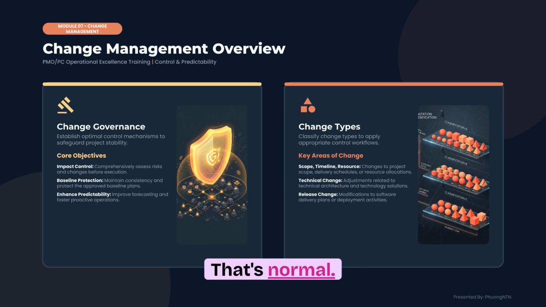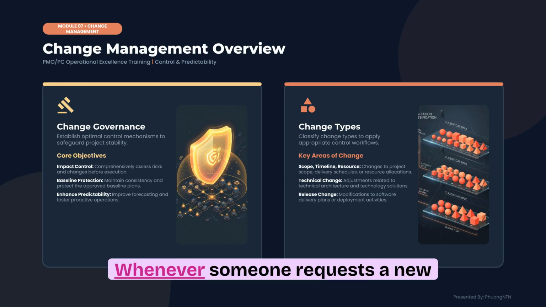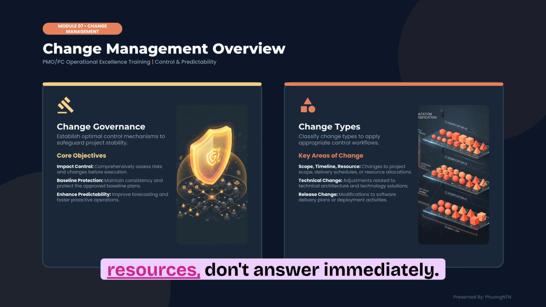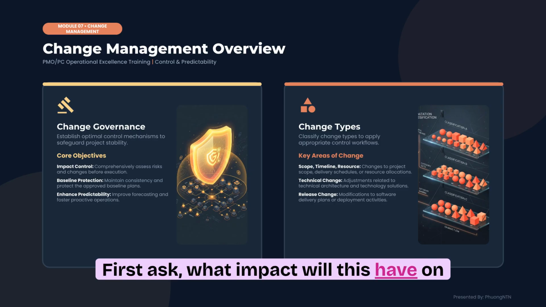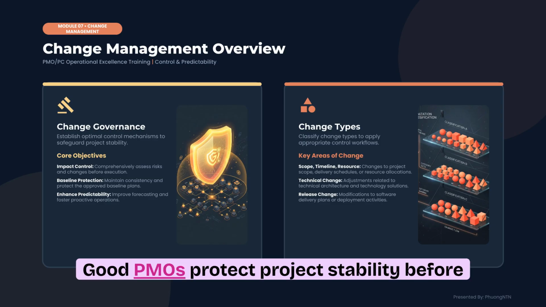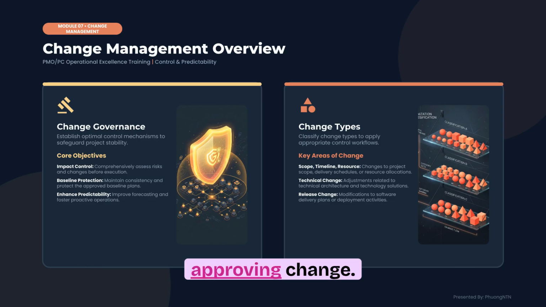Projects change. That's normal. The problem isn't change. It's uncontrolled change. Whenever someone requests a new feature, a deadline extension, or additional resources, don't answer immediately. First ask, what impact will this have on scope, timeline, budget, and quality? Good PMOs protect project stability before approving change.